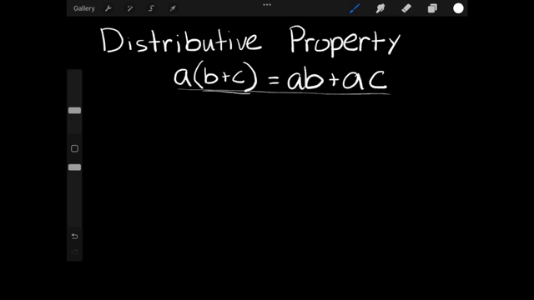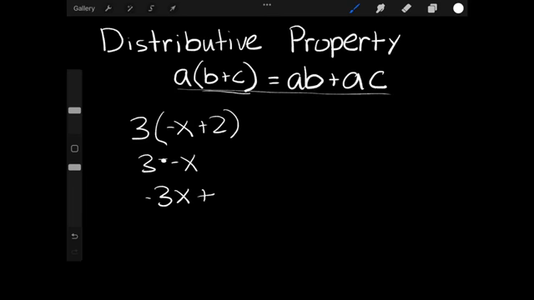Okay, so what if we had negatives? Well, what if we had 3 times negative x plus 2? Well, remember a positive times a negative is always equal to a negative. So 3 times negative x is equal to negative 3x plus 3 times 2 is equal to 6. So this would be our answer.